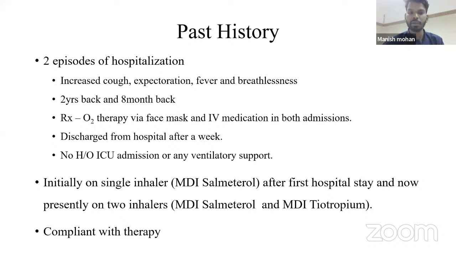Initially he was on a metered-dose inhaler of salmeterol after the first hospital stay, and presently he is on metered-dose inhalers of salmeterol and tiotropium, and he is compliant with the therapy.